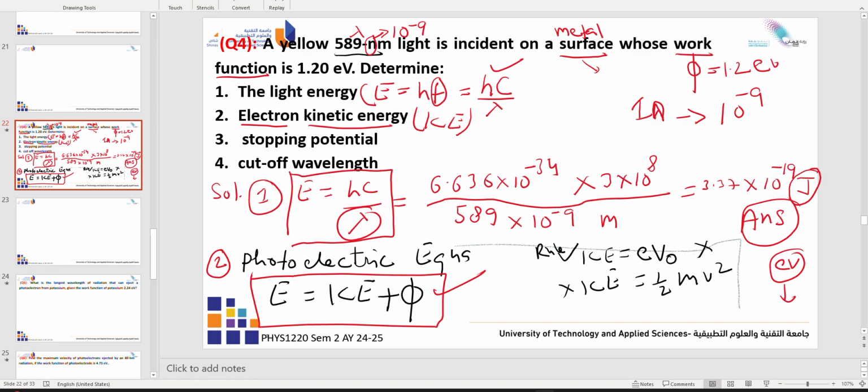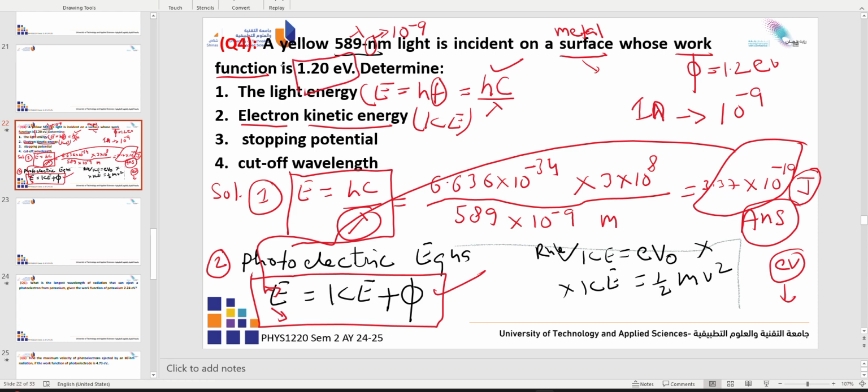Why? Because I have the value of this, I will take it. I have this already, and here the value of the work function is given. This is the value of phi. So I have this and I have this, so I will find the kinetic energy.